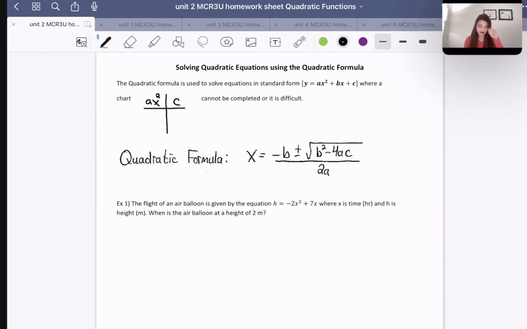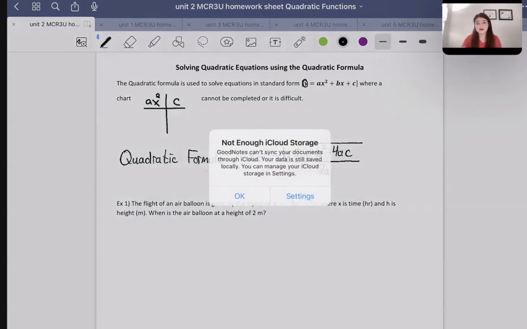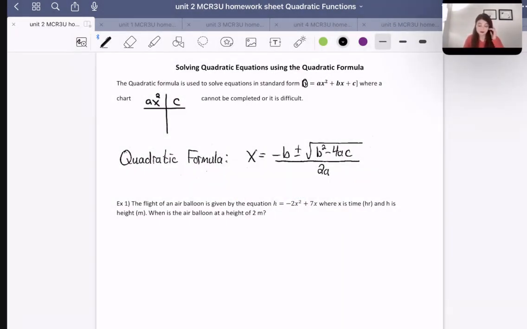So let's talk about the quadratic formula. The quadratic formula is used to solve problems in standard form when y, or we should really say 0 here, 0 is equal to ax squared plus bx plus c, where the factoring cannot be completed or is difficult to complete. Right? When we're not able to figure out what are two numbers that multiply out to a times c and that add up to b.